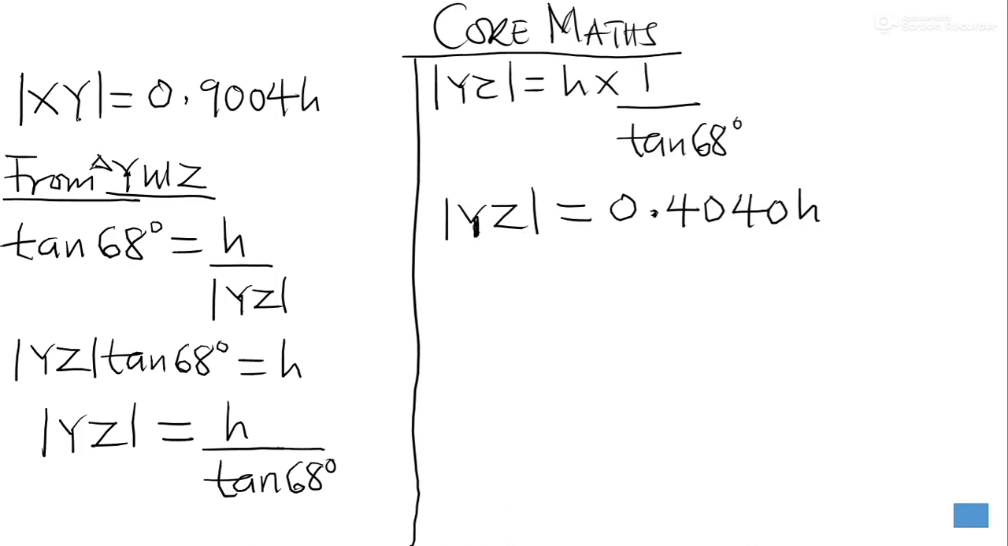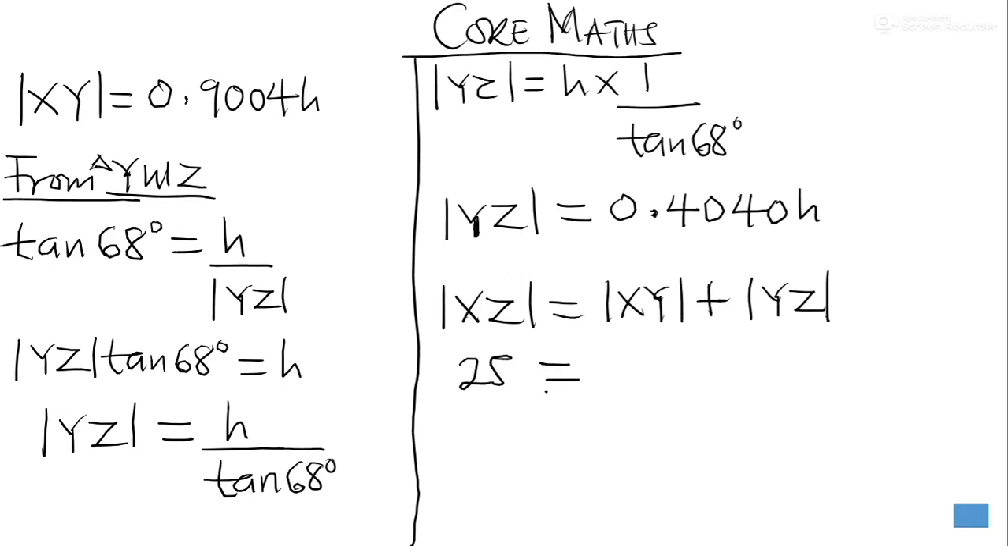So now we have our XY, we have our YZ, and we know that XZ is equal to what? XY plus what? YZ. Okay, good. So now we know this relation from the diagram. So we can now substitute. Now our XZ was giving us what? 25 from the diagram, and then XY we have calculated to be 0.9004H. So this one plus our YZ, which is what? 0.4040H.